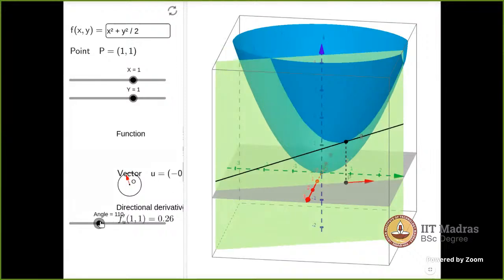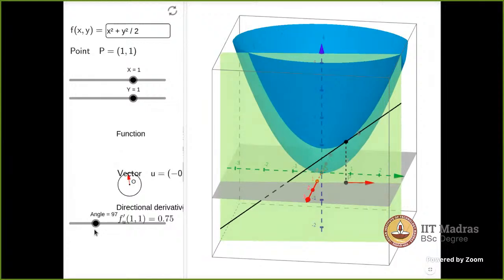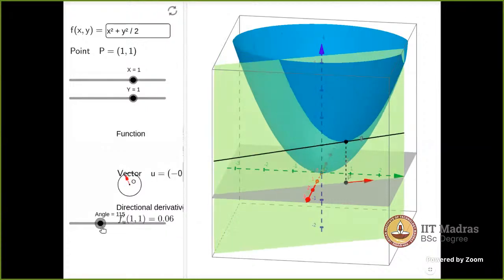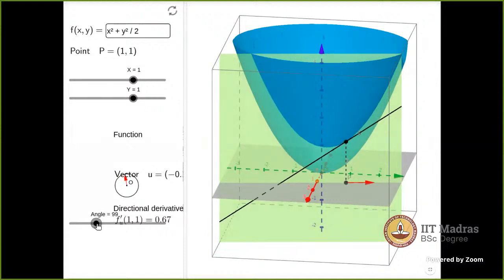Yes, sir. If you check the red line, sir, red is the directional derivative, right, sir? No, red is the vector along which we are taking the directional derivative. Okay, I got it, sir. I was mistaken. So the slope of this straight line is basically giving the directional derivative. The slope of this straight line changes, as you can see. Now the slope is negative. Now this slope is positive.